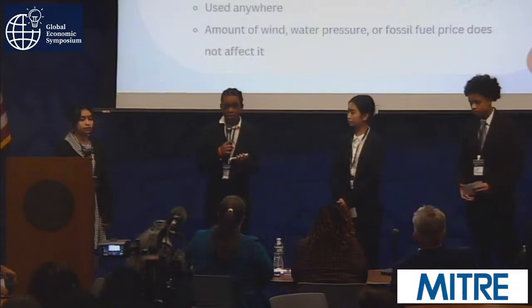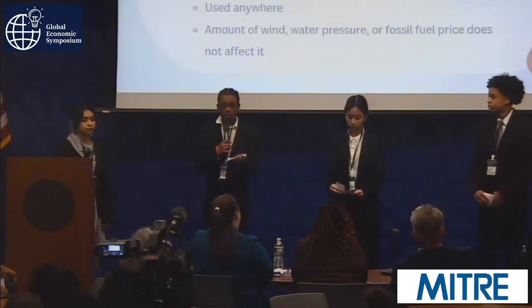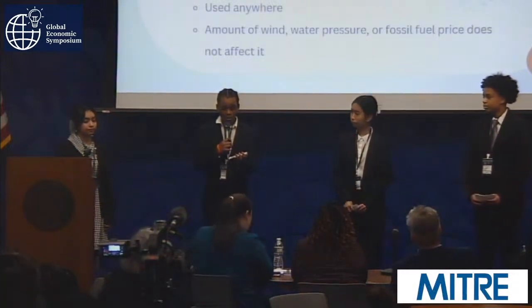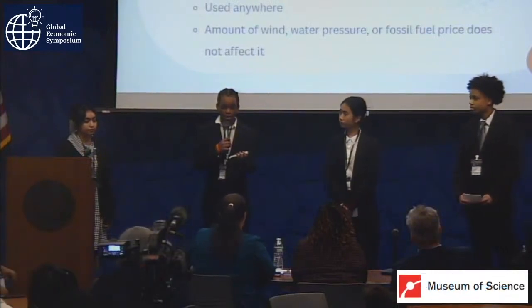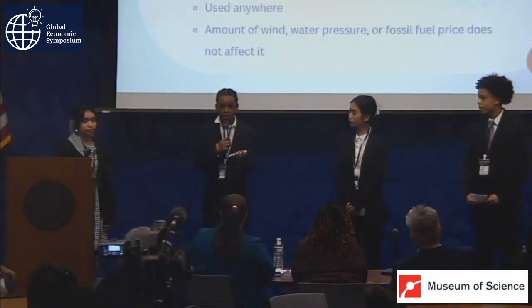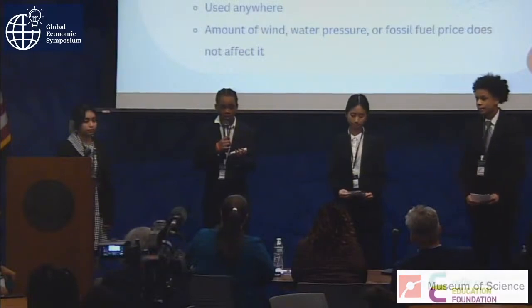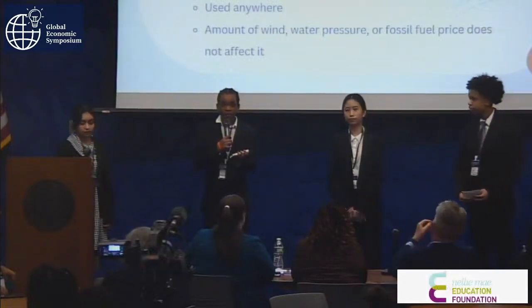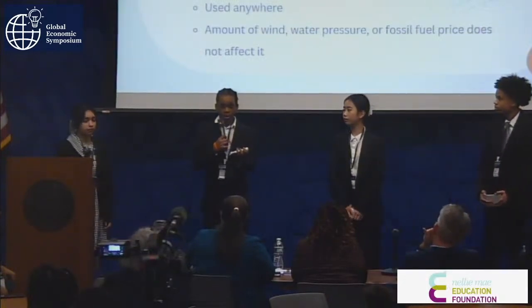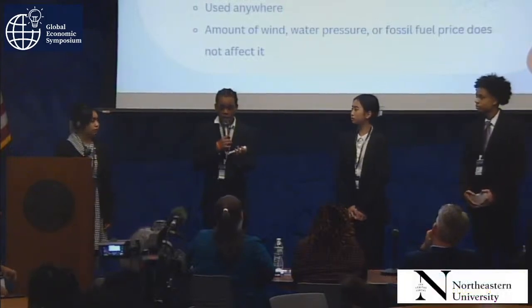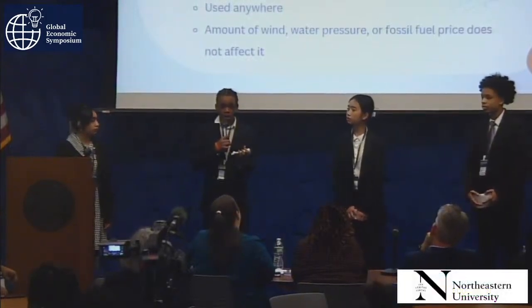For example, if we examine wind turbines, we can see they use a force called lift. Lift is a force that applies to the blades, causing the turbine to spin, generating electricity. Or water turbines use water pressure as a force to spin the turbine, generating electricity. Now, imagine if a turbine used magnetic force. It could be used anywhere and would not be reliant on uncontrollable factors like wind, water pressure, or fossil fuel price.